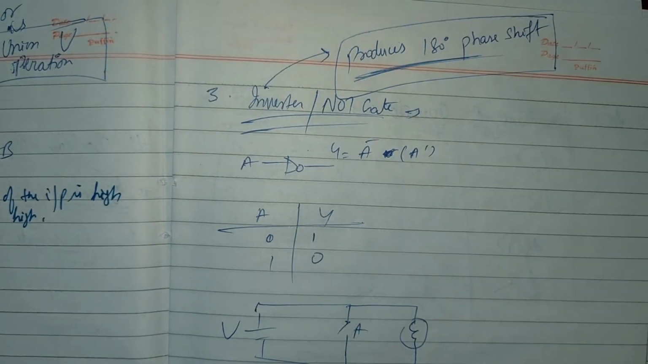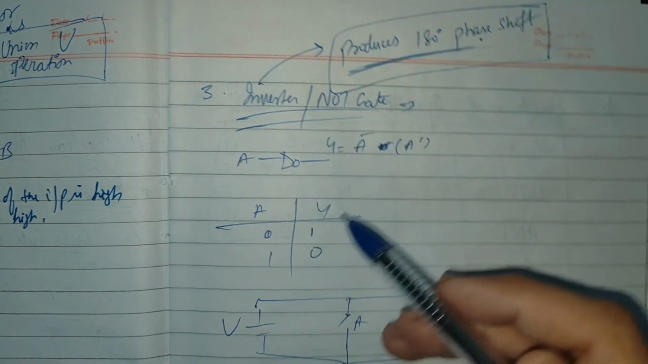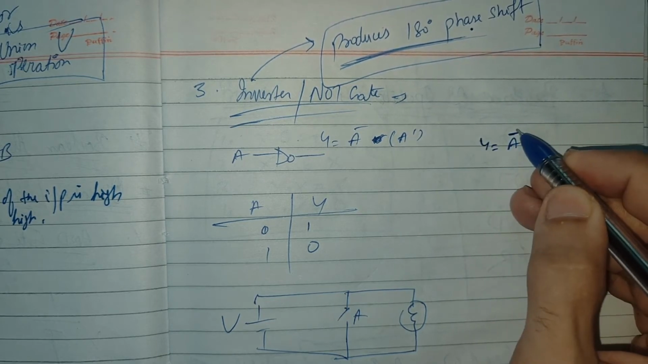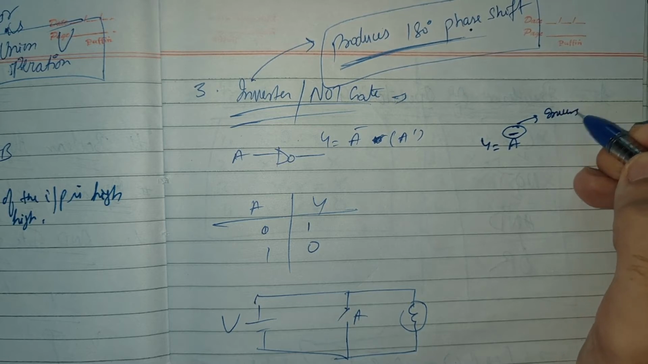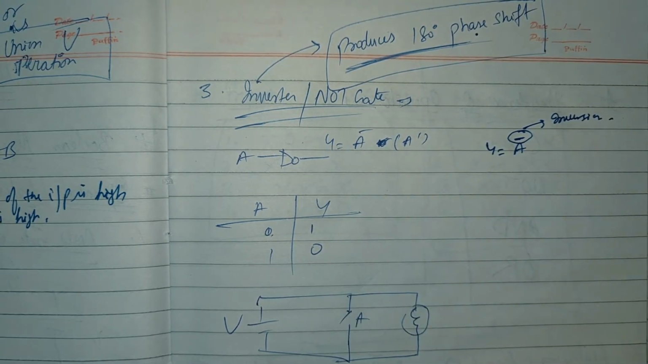Inverter or NOT gate. The inverter basically produces a 180-degree phase shift. We can see it is represented as Y is equal to A complement, where A bar or A complement represents inversion. If A is 0, the output would be 1. If A is high, that is 1, then the output would be low, that is 0.